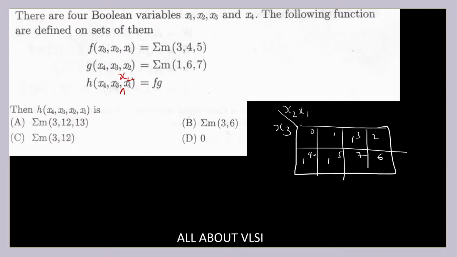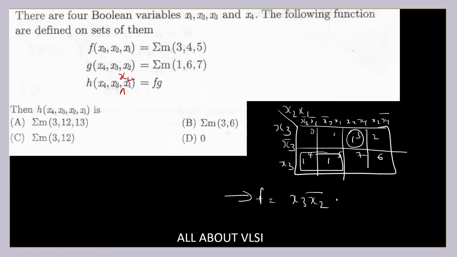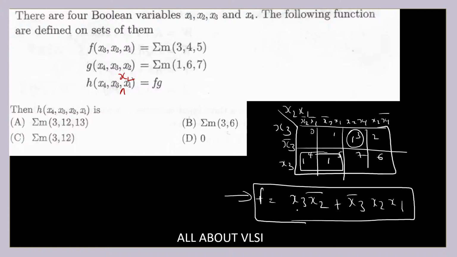So I can group these two, and this is a single term, which is nothing but f. I'm going to get x3 complement and x3, with x2 complement x1 complement, x2 complement x1, x2 x1, and x2 x1 complement, which is nothing but x3 is common over here and x2 complement, x3 x2 complement plus x3 complement x2 x1. This is what I'm going to get if I solve for f.